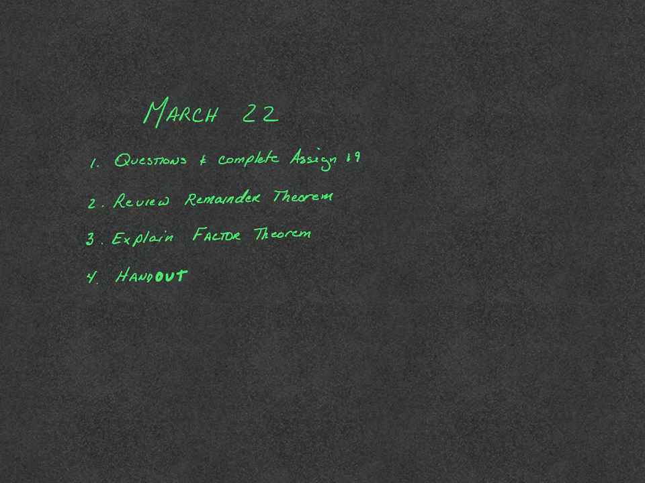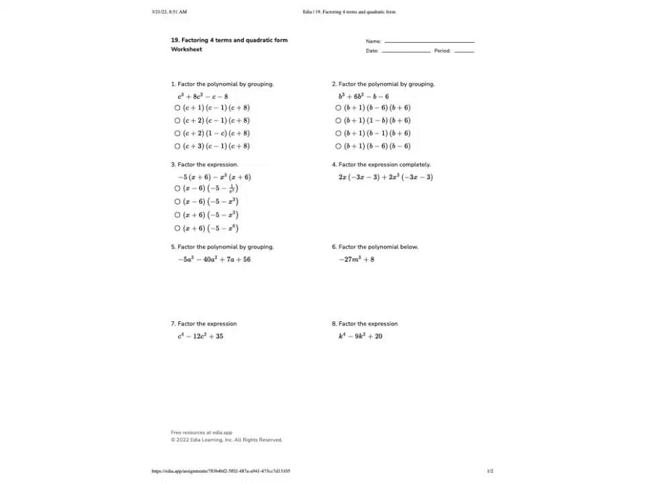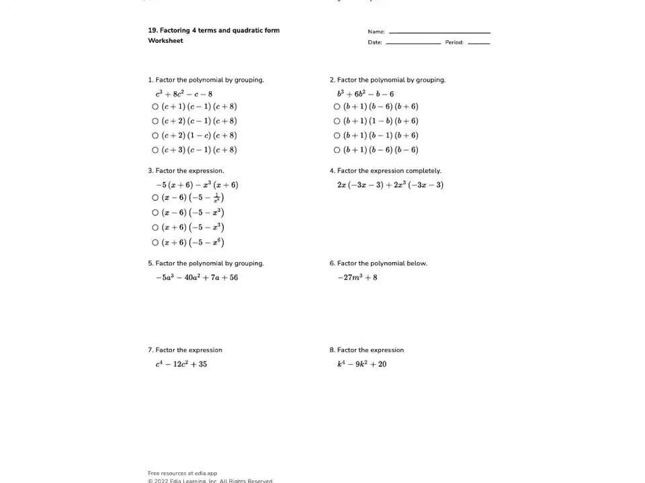In today's class, we did a couple of things. We checked to see if anybody had questions on assignment 19, reviewed the remainder theorem, explained the factor theorem, and then we looked at a few problems on a handout. So let's first go over what the homework looked like from the day before.